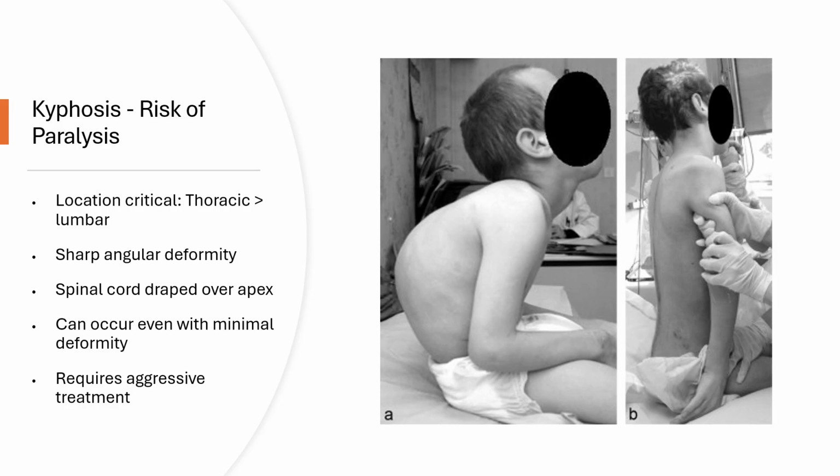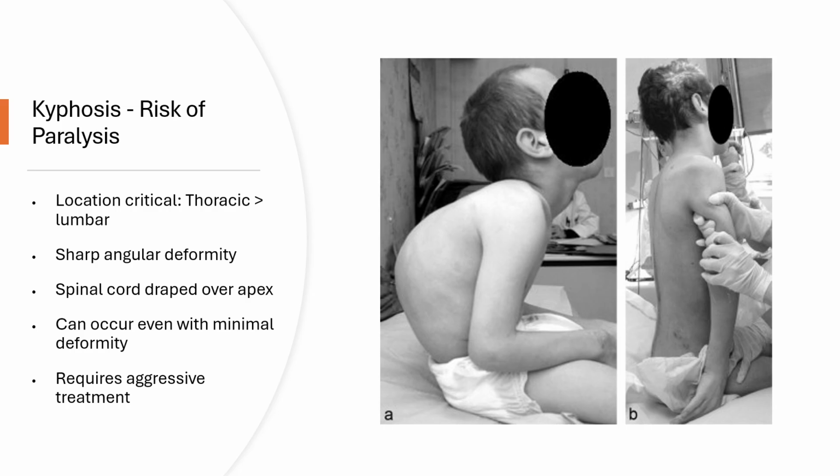Understanding why congenital kyphosis carries such high risk for paralysis requires visualizing the anatomical relationships that develop as the deformity progresses. Think about the spinal cord as a delicate rope that normally follows gentle curves within a protective tunnel. When congenital kyphosis develops, this tunnel becomes severely angled, forcing the spinal cord to drape over the sharp apex of the deformity like a rope stretched over a knife edge.